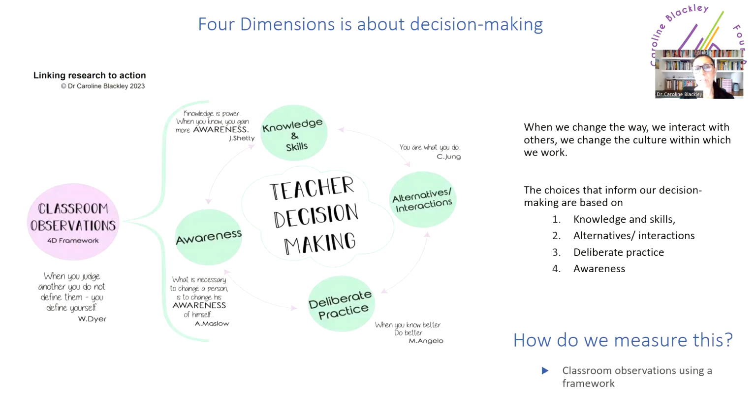The 4D framework is so simple. Teachers can reflect in their practice at any given moment and change the outcomes. How do we create that awareness? We do that through 4D classroom observations, which is a single sheet that looks at what teachers are doing in their classroom.